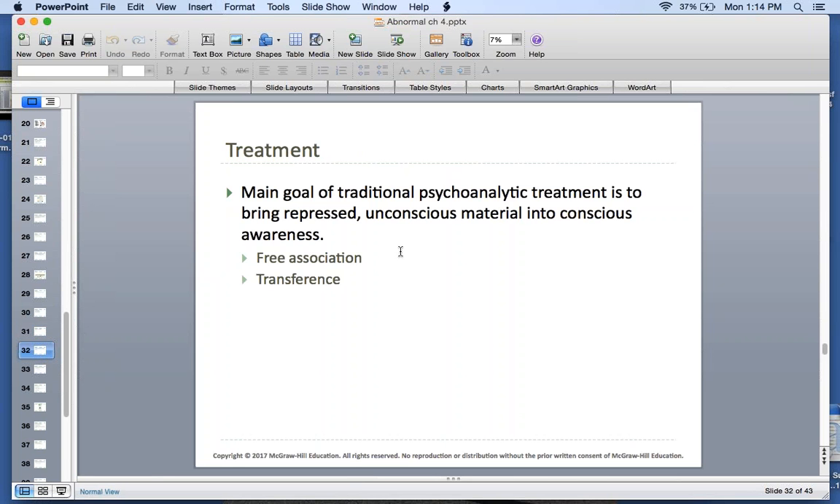Treatment. When we talk about psychoanalytic treatment, we want to bring repressed unconscious material into conscious awareness. So we do something called free association. Free association is basically just talking. So basically you sit on a couch or lie on a couch for hours, several times a week, and you just stream of consciousness talk.